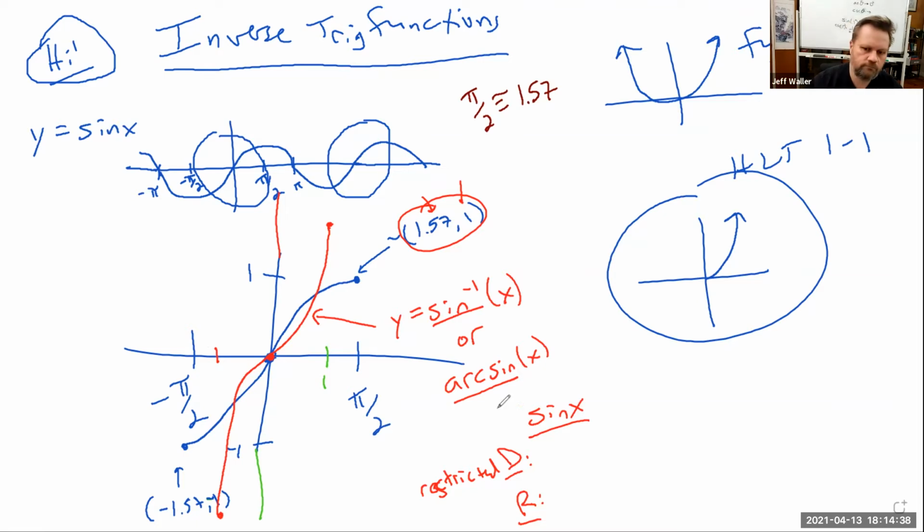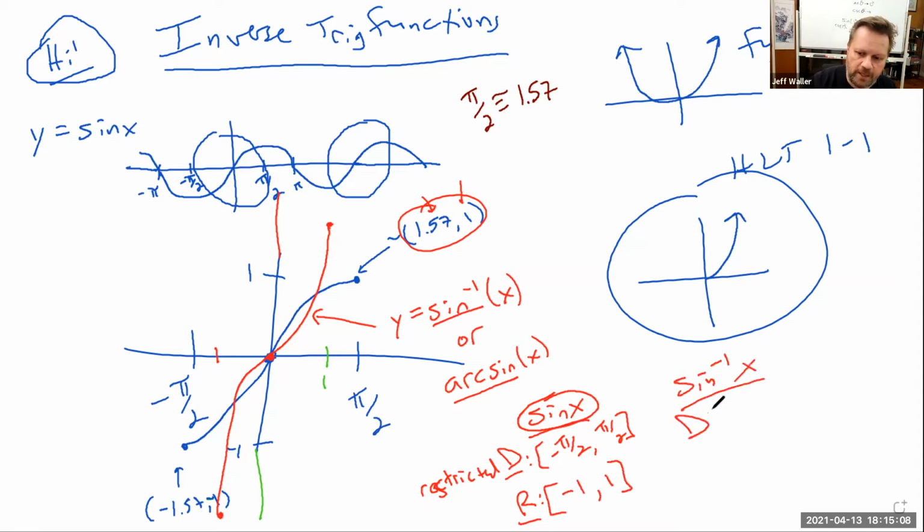Negative pi over 2 to pi over 2. I like it. And what was the range of sine? Somebody else. No, don't look at the red thing. That's the inverse sine. I'm talking about sine right now. Negative 1 to 1. I love it. So what's true for inverse sine then?